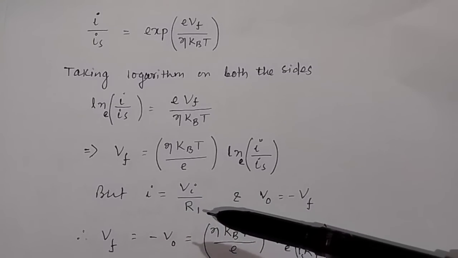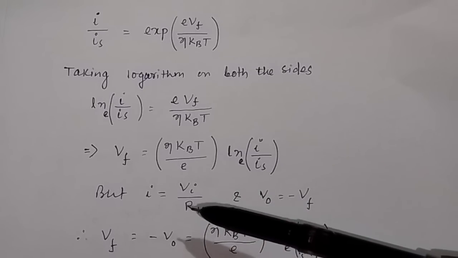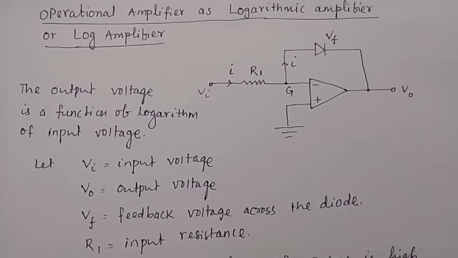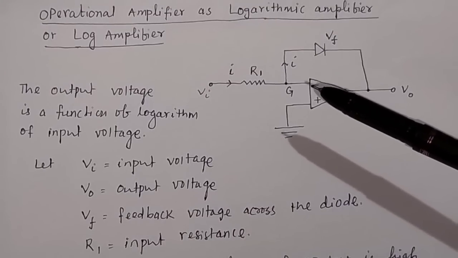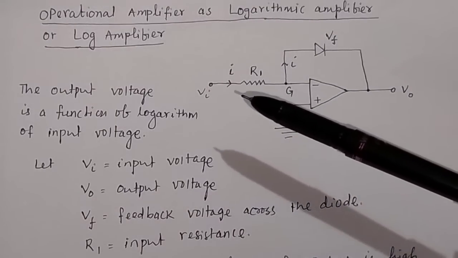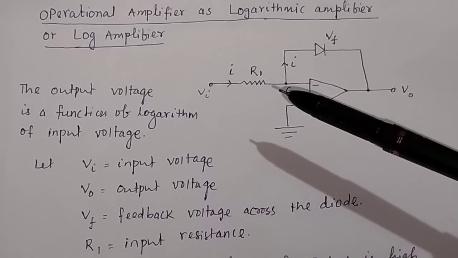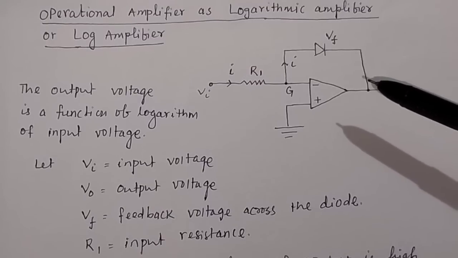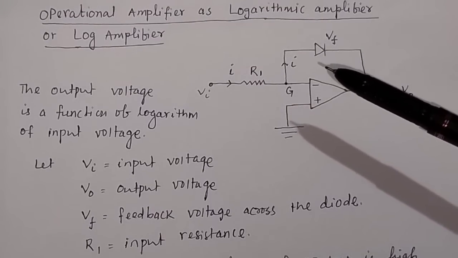by resistance, that is the input voltage divided by the input resistance is equal to the input current. So you can see from this diagram, that is the input current I equal to input voltage divided by the input resistance. Then what will be the output voltage? The output voltage is equal to the feedback voltage across the diode.